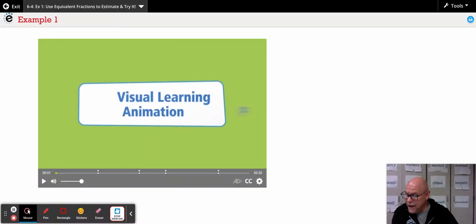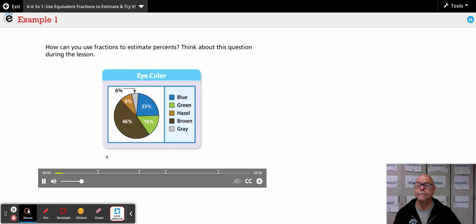So topic 6-4, we're going to be using equivalent fractions to estimate. How can you use fractions to estimate percents? Think about this question during the lesson.